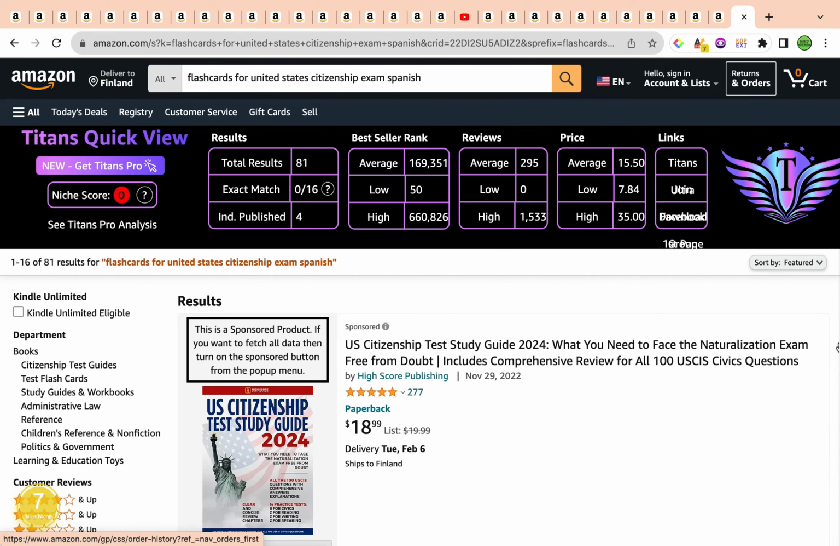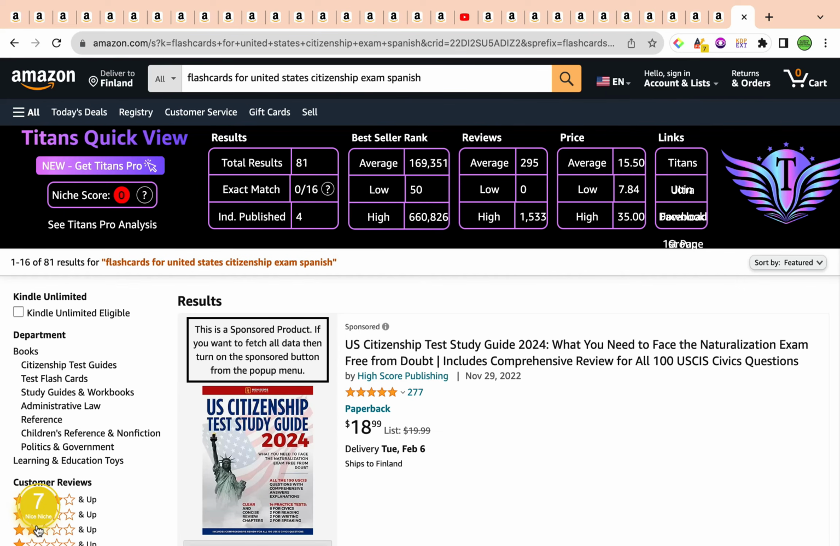Let's have a look at the third and final keyword for the day, which is flashcards for United States Citizenship Exam Spanish. Now, this is a really niched-down keyword. It has a perfect total results, very, very low, of 81, which is perfect, under 1,000. Also, we have an average bestseller rank of 169,351, which is good to see. It is under 300,000. The average reviews are 295, and the average price is $15.50, and we have a really good keyword niche score of number 7, categorizing this as a nice niche by Amazon's Cat Pro.